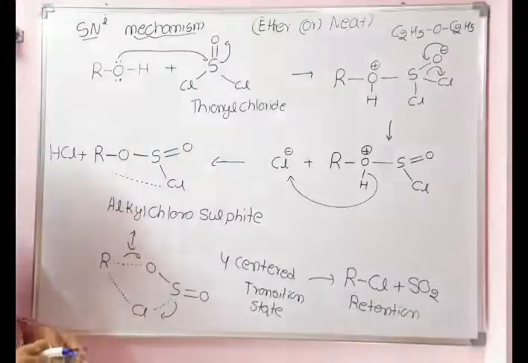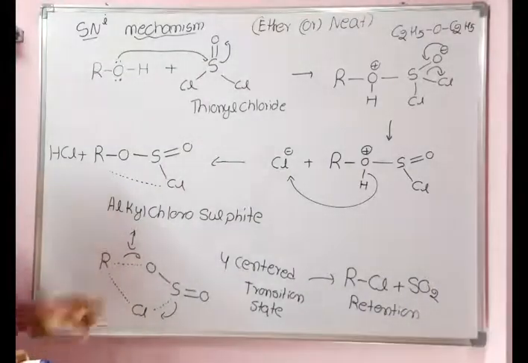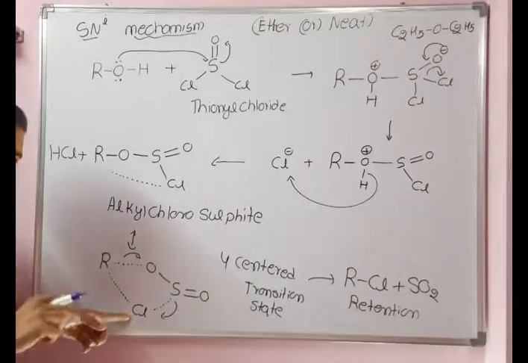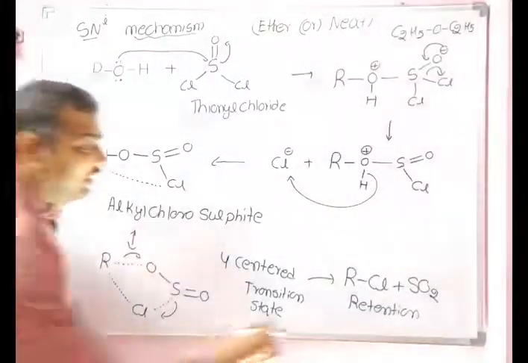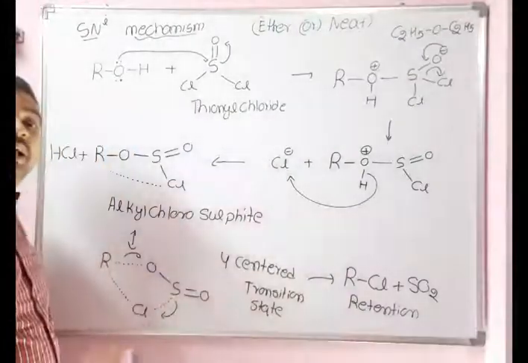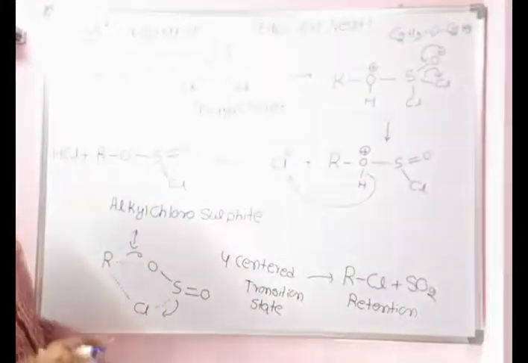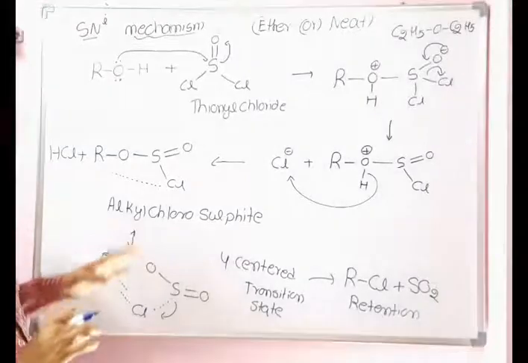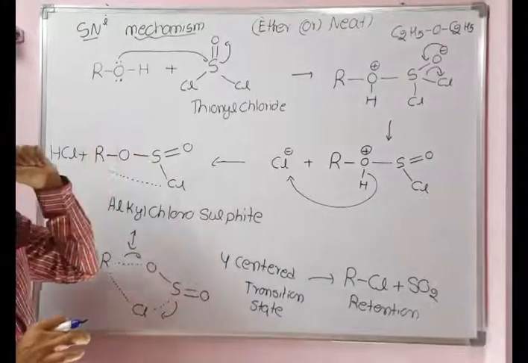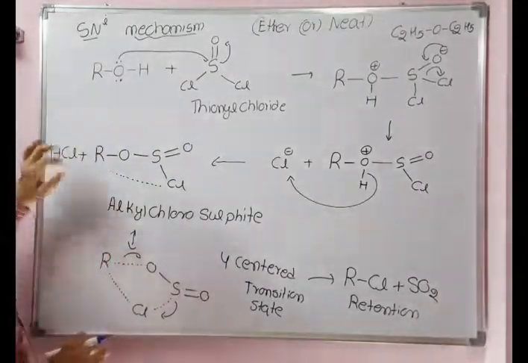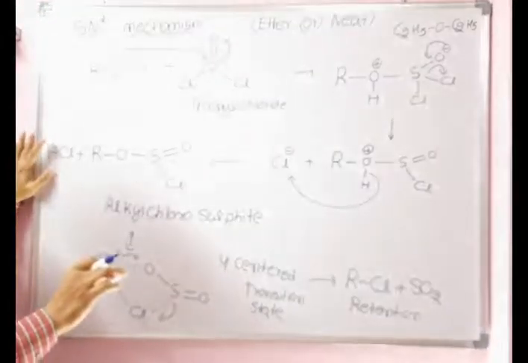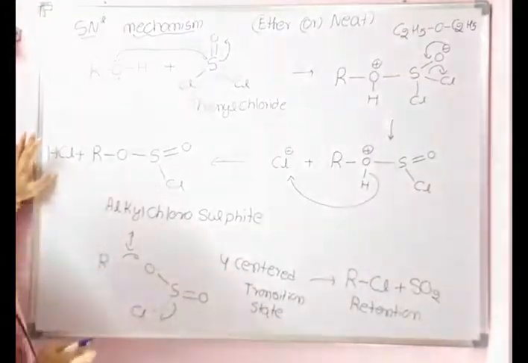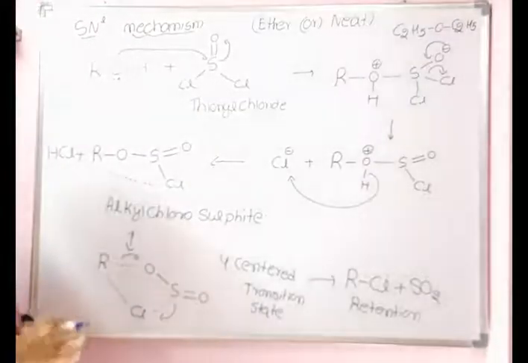Why? Because it is in the transition state, the 4-centered transition state. This Cl minus attacks internally from the same side with respect to the alcohol. That's why retention of the configuration and internal nucleophilic substitution will take place. So if you use ether as a solvent or no solvent, in both cases this HCl will be eliminated from the reaction mixture during the evaporation of the solvent. So clear? This is a very, very important topic.